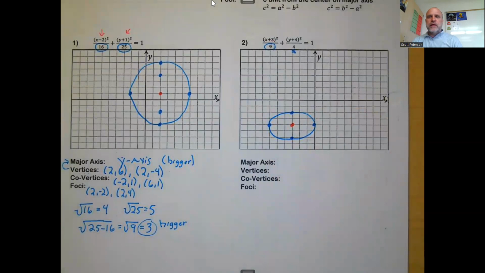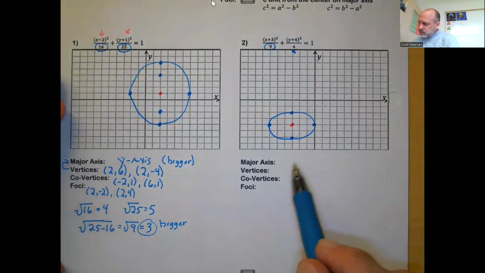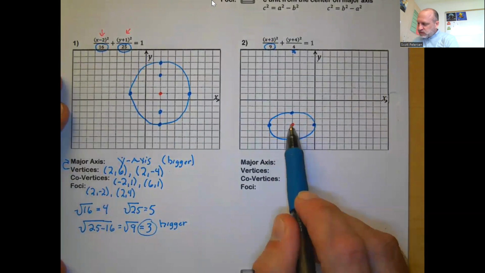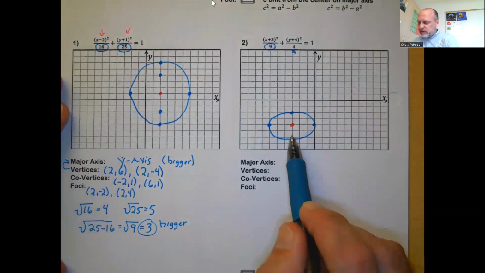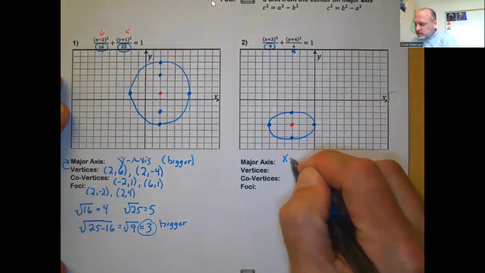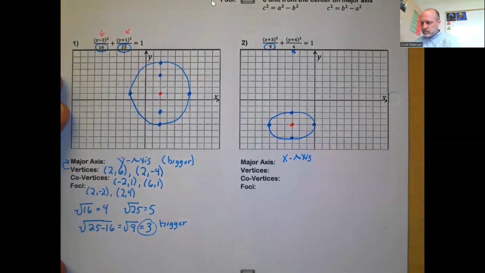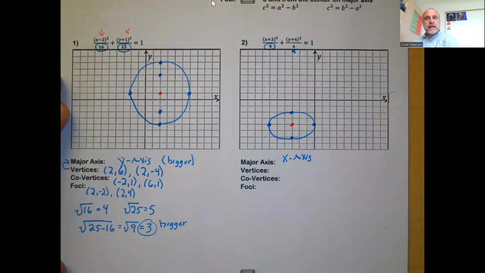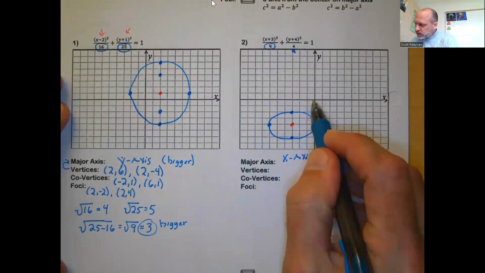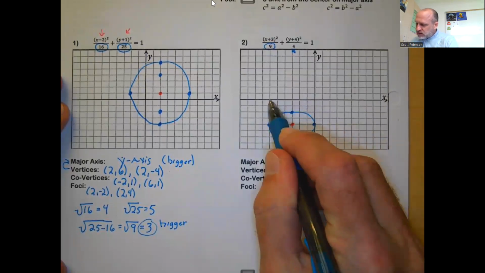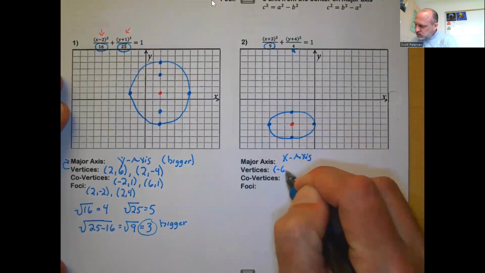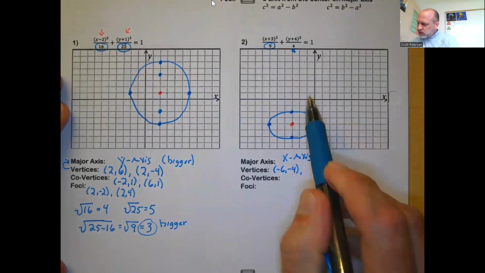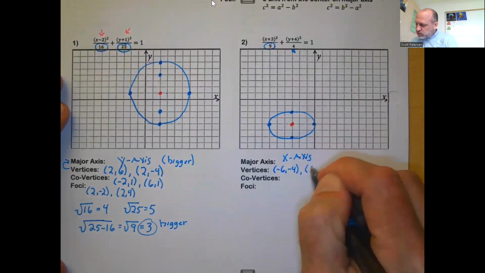As you can see, it's a little bit more elongated, so that kind of gives you a better vision versus problem number 1. My major axis, left and right, is definitely bigger than up and down. So now our x-axis is our major axis. Our vertices now are going to be left and right because they're on the major axis, the bigger of the two. So this point here is 1, 2, 3, 4, 5, 6. So -6, -4, and 0, -4.